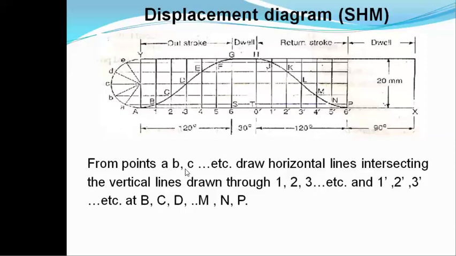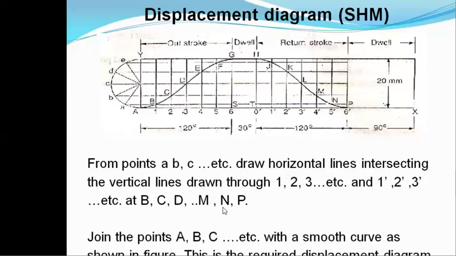From points A, B, C, etc., draw horizontal lines intersecting the vertical lines drawn through 1, 2, 3, 4, etc. up to 6, and similarly 1 dash, 2 dash, 3 dash, etc. up to 6 dash. And the intersecting points are B, C, D, and M, up to N. And join the points A, B, C, etc. with a smooth curve as shown in the figure. This is the required displacement diagram.